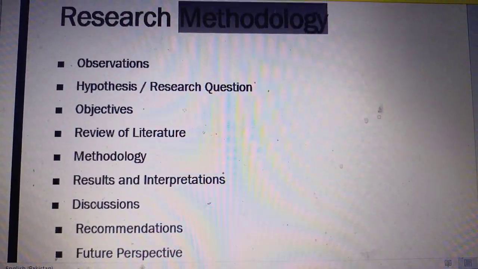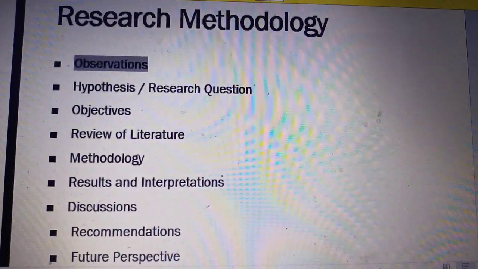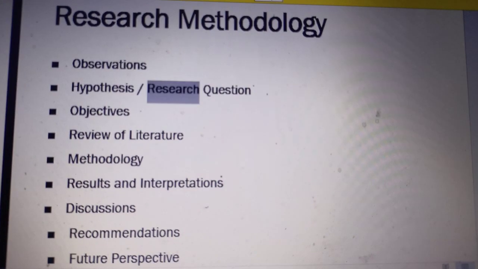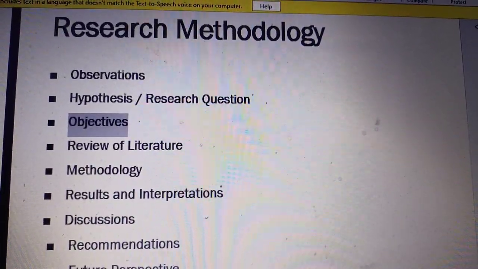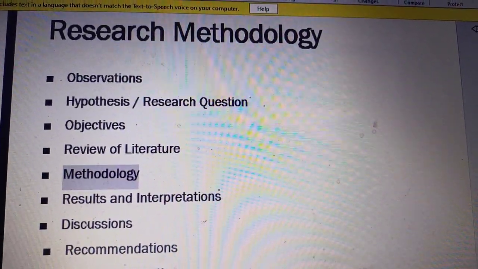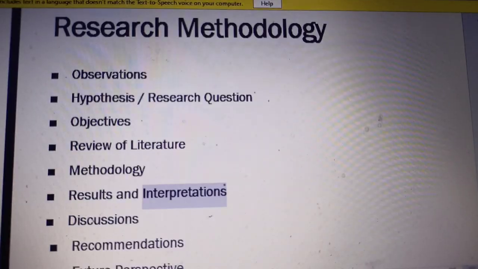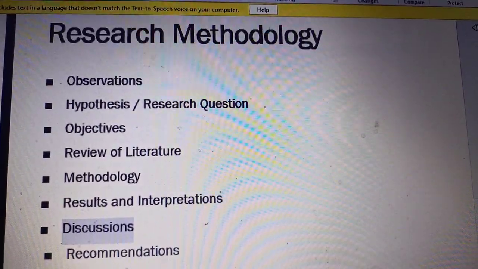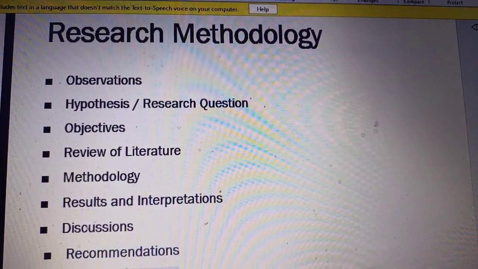Research methodology. Observations. Hypothesis, research question, objectives. Review of literature. Methodology. Results and interpretations, discussions. Recommendations, future perspective.